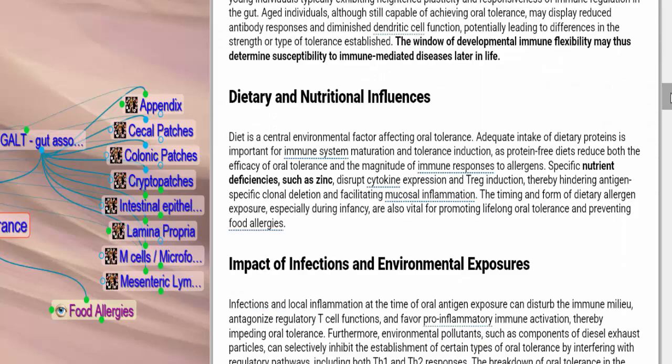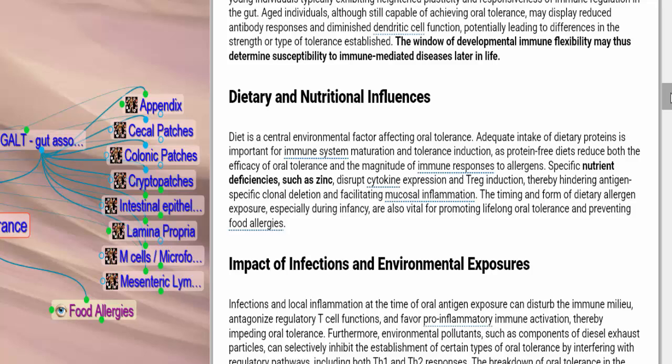What about dietary and nutritional influences? Of course, it's very important. Adequate intake of dietary proteins is important for immune system maturation and tolerance induction. Protein-free diets reduce both the efficacy of oral tolerance and the magnitude of immune responses to allergens.